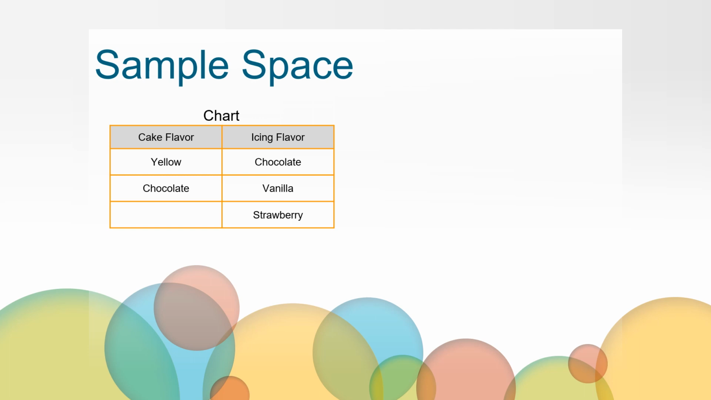A quicker way to find out the total number of possible combinations is to use the fundamental counting principle. This is a procedure to determine the total number of possible outcomes when there are multiple choices or several events. So in this case, the total number of possible outcomes of selecting one cake flavor and one icing flavor can be found by multiplying the total number of cake flavors by the total number of icing flavors.